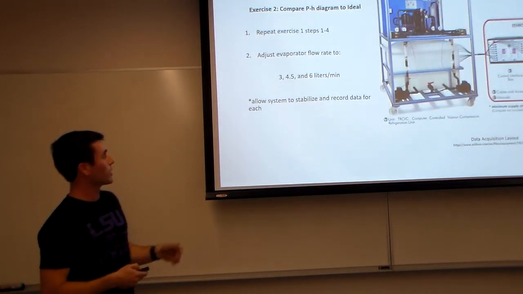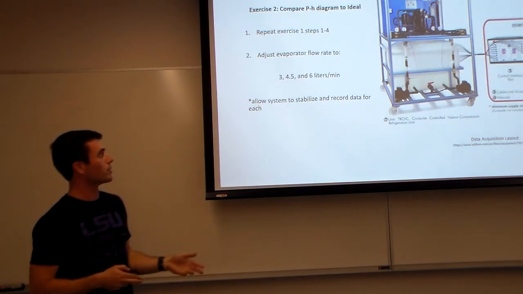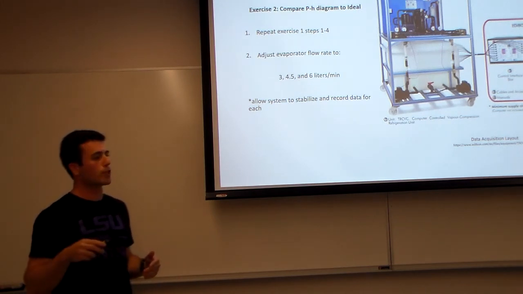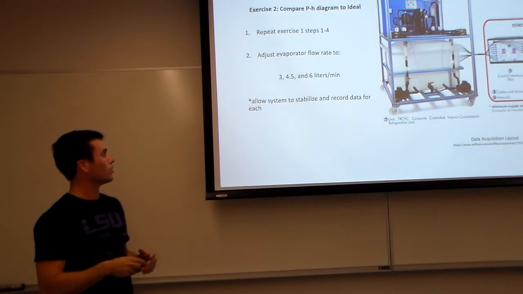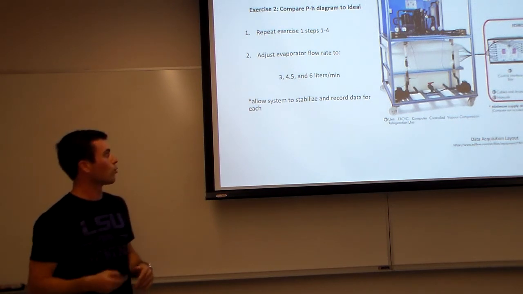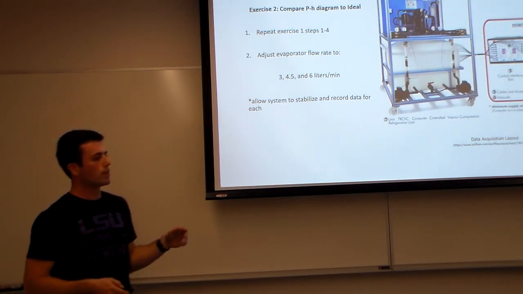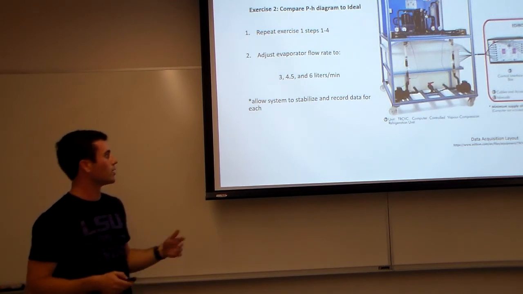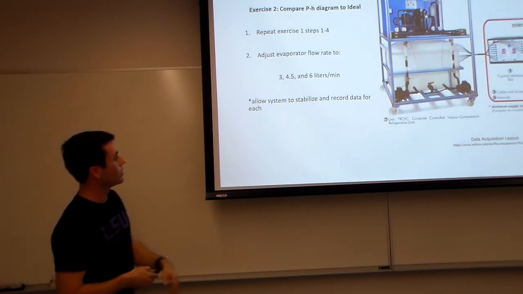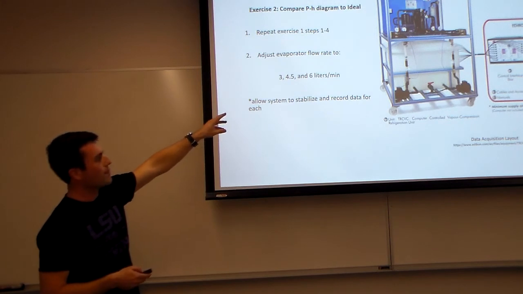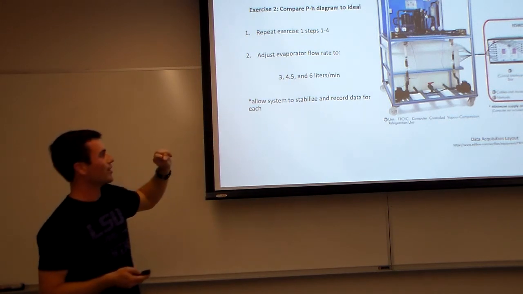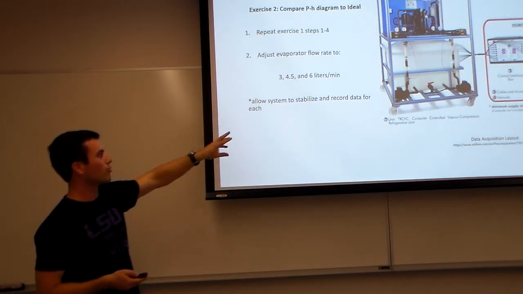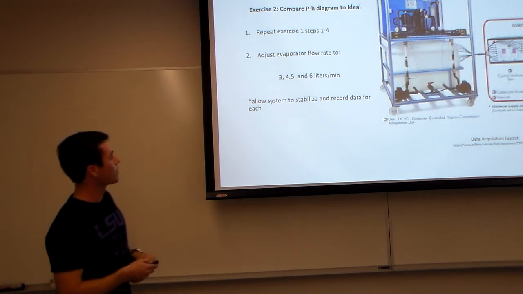And then we also have the second part to this, exercise 2. We're going to repeat the same steps we did before, except we're going to actually change the flow rate to the evaporator from 3 different values, 3, 4.5, and 6 liters per minute. Each one of those we're going to allow the system to stabilize, and then we're going to record our data for each. And this is what it may look like. I haven't been there, I'm not quite sure. This is what they showed us, but it'll generally look like this kind of setup.